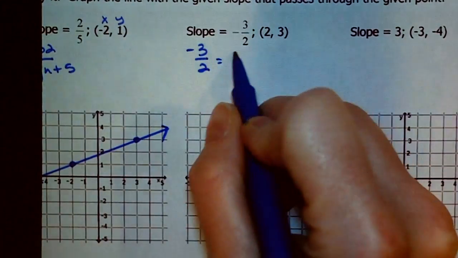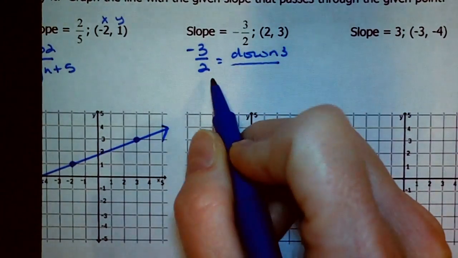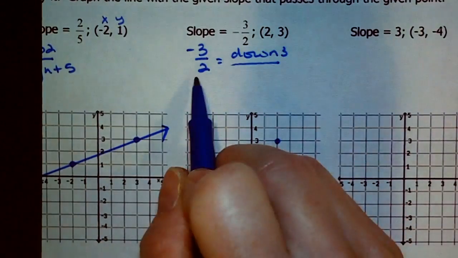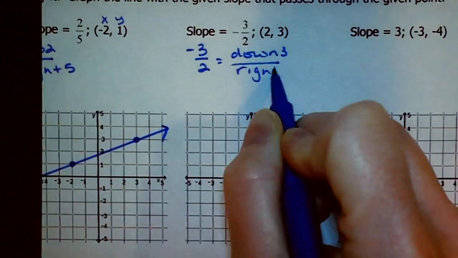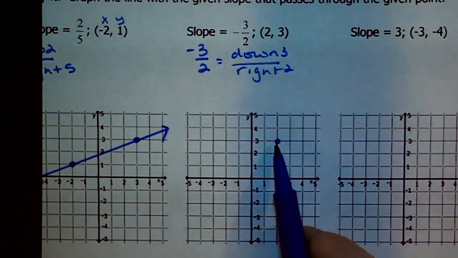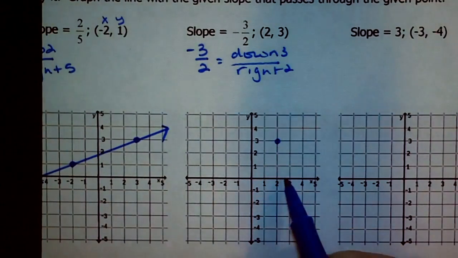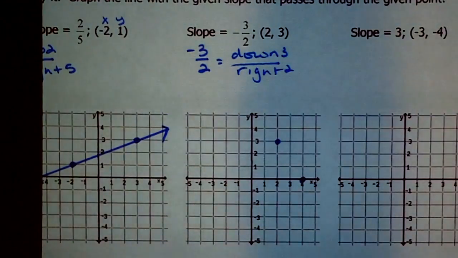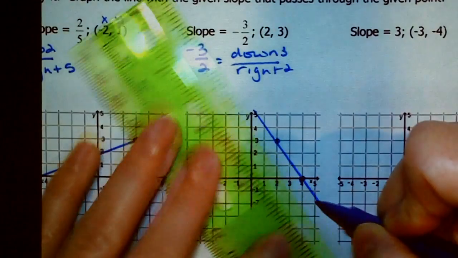-3 in the numerator spot means you go down 3. 2 in the denominator spot means I'm going to go right 2. So start at your ordered pair that you just plotted. A slope of -3 means down 3 and then right 2. We have our 2 points that we need to make a line. Grab your ruler and connect the dots.